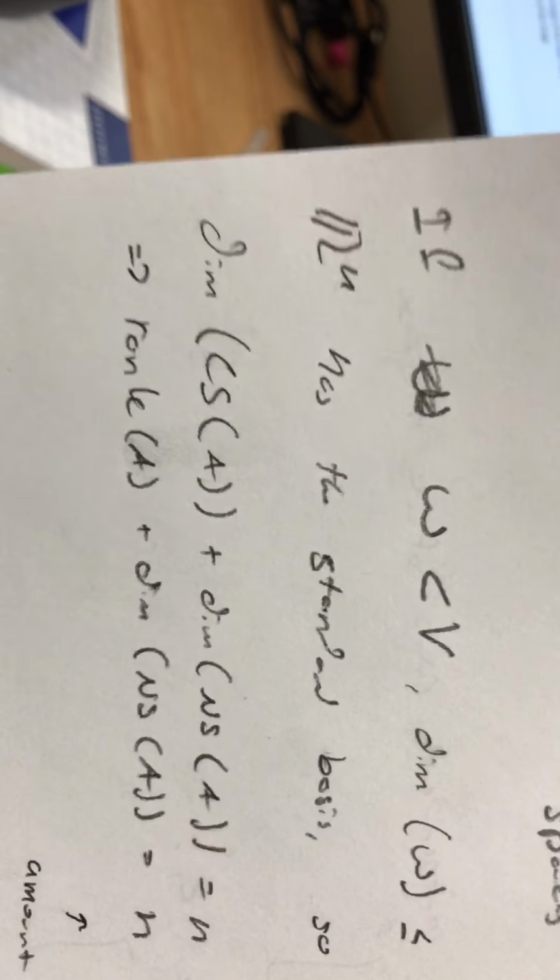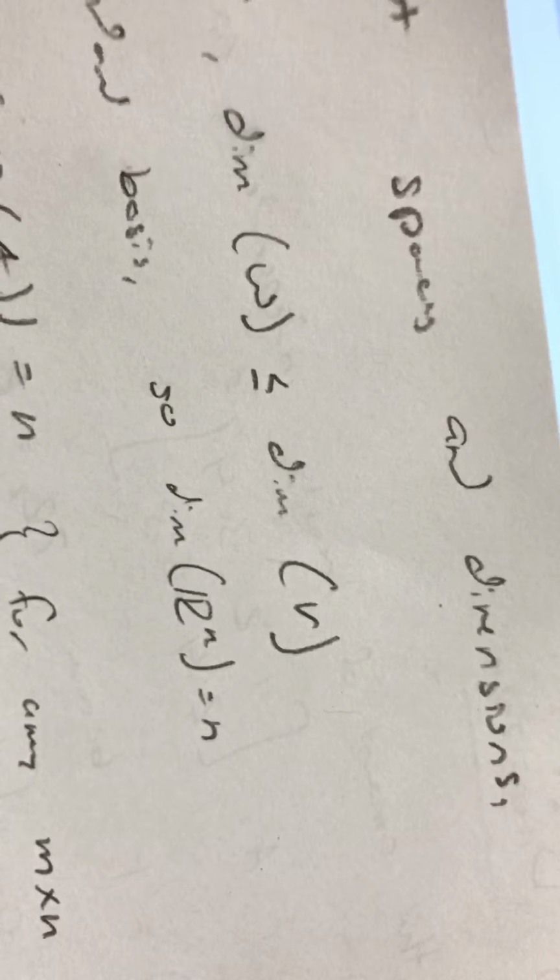So here are some facts. If W is a subspace of V, then the dimension of W is less than or equal to the dimension of V, and this is seen by showing W being a smaller subset of V and thus being of a smaller dimension. The space Rn has a standard basis, so the dimension of Rn is always n.